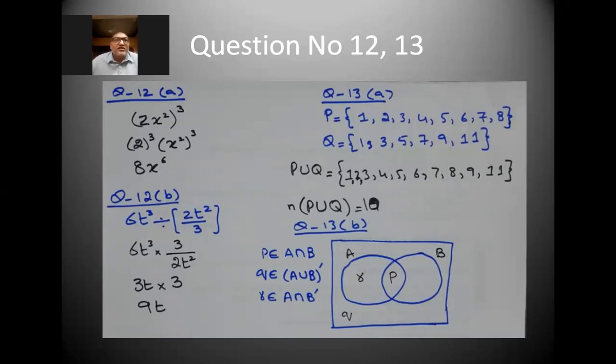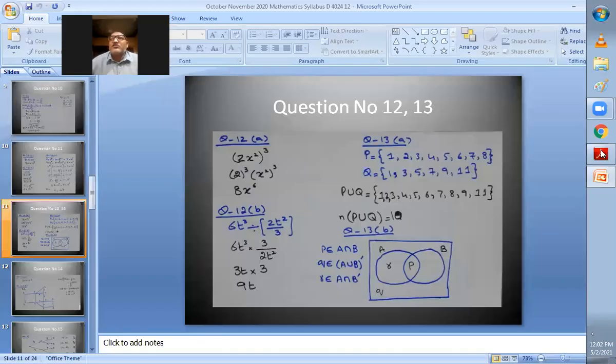Hopefully you have understood. So in the B part, he says 6t cubed divided by (2t squared divided by 3). So when I convert this divide sign into a multiplication sign, the fraction after the divide sign will flip, that is, it will reciprocate. So 3 divided by 2t squared. So you will have 2t squared and t cubed; they will be canceled with each other. And 2 and 6 will be canceled. You are left with 3t multiplied by 3. So the final answer will be 9t. This is question number 12. Hopefully you have understood this. So let's go to the next question.